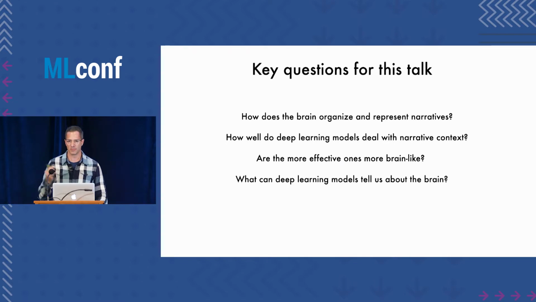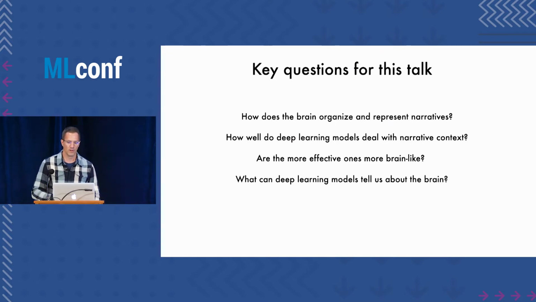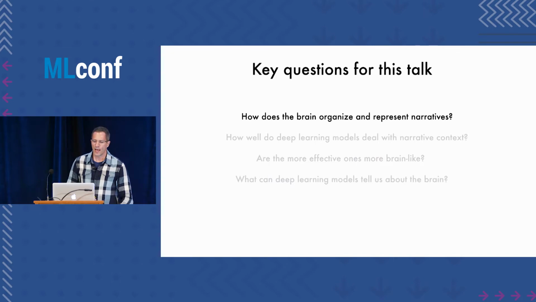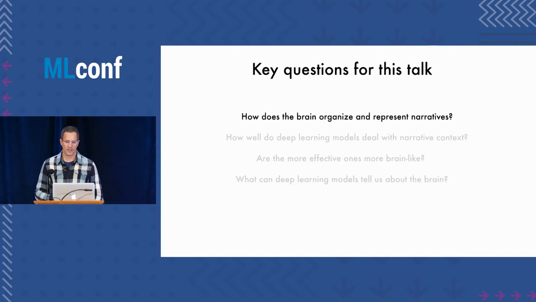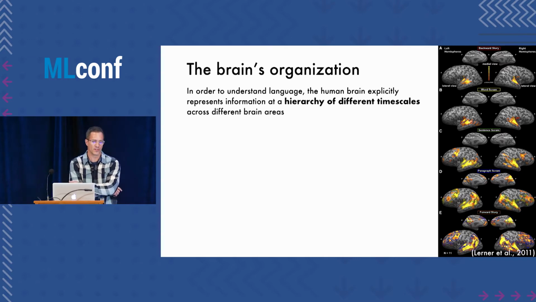Machine learning has been unleashed on neuroimaging data, neural recordings, all kinds of neuroscience-related, cognitive science, and psychological data. And machine learning is helping us better understand that difficult data. So those are the key questions for the talk. First one: how does the brain organize and represent narratives? Well, we're just scraping the surface on that. There's not a lot done on that.